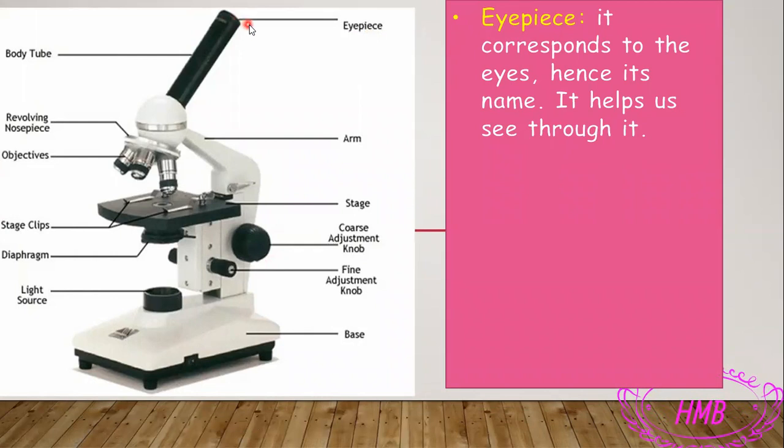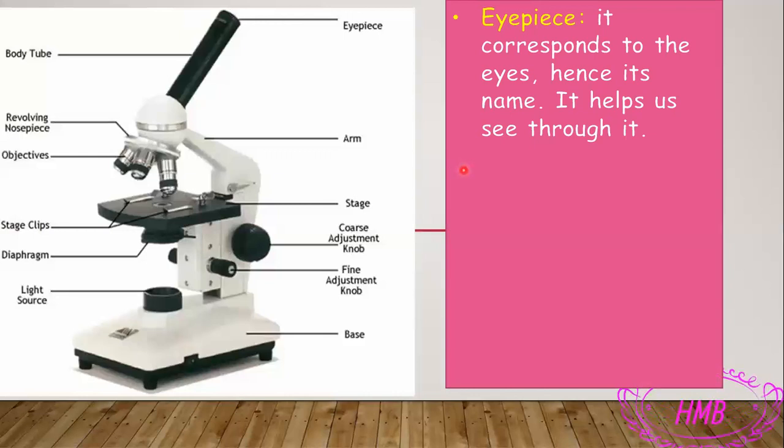With some microscopes, they are with two eyepieces, and others they are with one. So this eyepiece, from its name, is related to our eyes. That means it corresponds to the eyes. We put our eyes on it and we can see through. This is for the eyepiece.